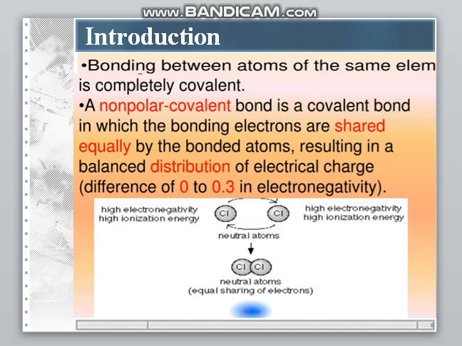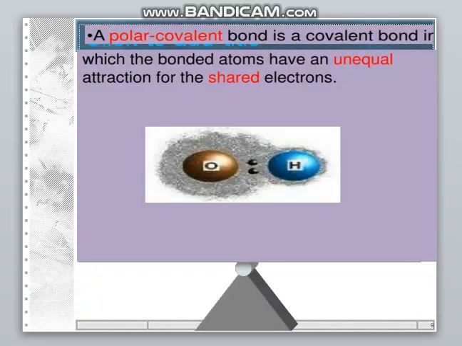A non-polar covalent bond is a covalent bond in which the bonding electrons are shared equally by the bonded atoms. When bonded atoms have unequal attraction for the shared electrons, this is the polar covalent bond, like hydrogen and chlorine atoms.